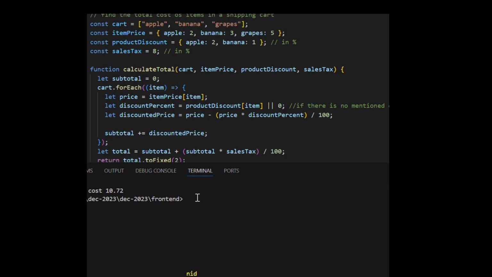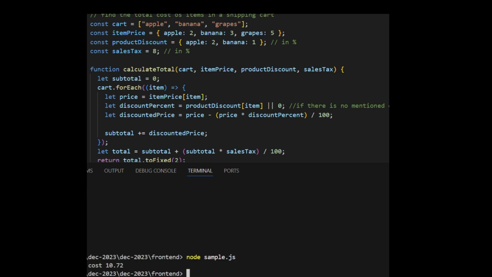I'm trying. Node sample.js, because sample.js is my file. So I'm running this. See, you can see the total cost. The cost is 10.72. But if you directly add the cost 235, it will become 10. But after discounts and sales tax, it is 10.72.